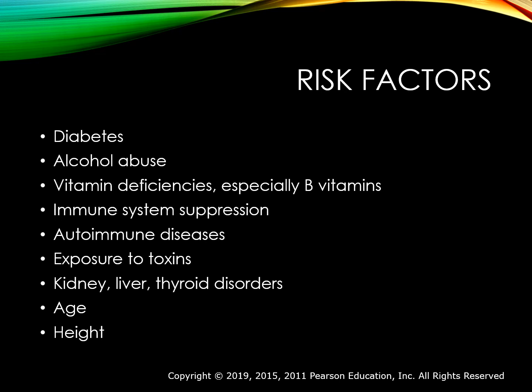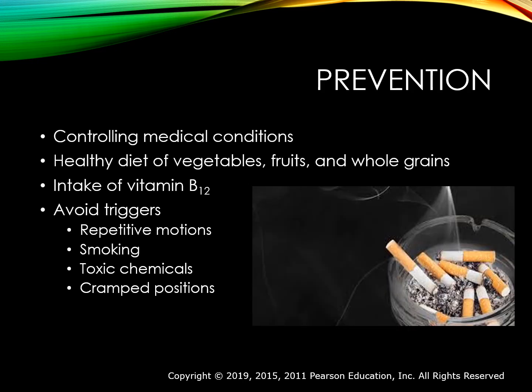Controlling medical conditions that increase the risk for peripheral neuropathy is one of the best prevention methods. Control the risk factors, those modifiable risk factors. A diet healthy in vegetables, fruits, and whole grains can help improve nerve health. Intake of vitamin B12 can be helpful as well. Avoiding triggers that contribute to nerve damage, such as repetitive motions, smoking, excessive alcohol consumption, toxic chemicals, and cramped positions, will also help prevent this disease.